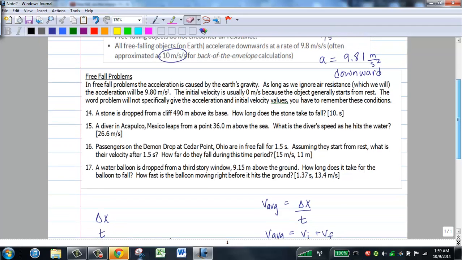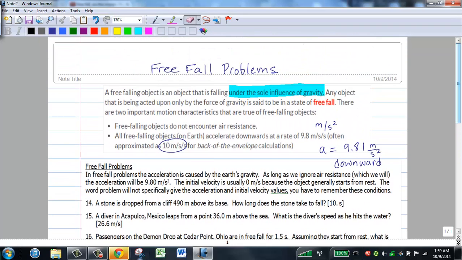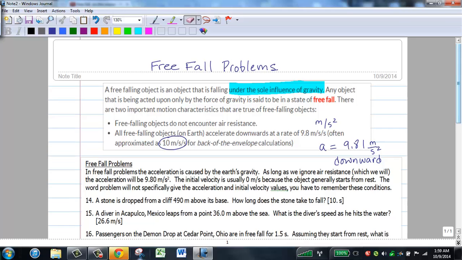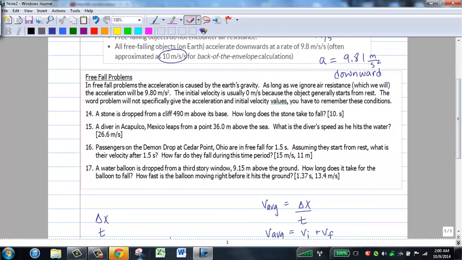All right, there's your introduction to free fall problems. As I've already said, the next set of problems show a specific problem being solved for a specific variable. The next one shows you how to find the displacement. The one after that shows you how to find the time. The one after that shows you how to find the velocity.